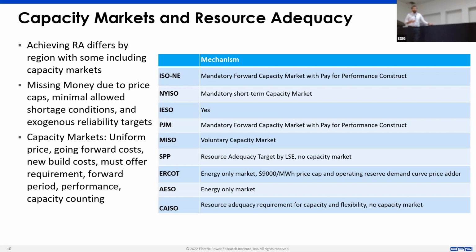But capacity markets generally have a uniform price, just like energy markets, based on the bid of the marginal supplier of capacity, typically through going forward costs or new build costs if it's a new resource. And there's a lot of differences in terms of how far ahead is being looked, how performance is being compensated and quantified, and how you count the contribution of different resources. But this is capacity markets, why they exist and where they exist.